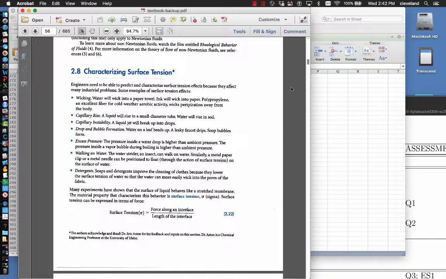And we experience it in our daily lives with wicking. If we use a paper towel to pick up water, it'll soak into the water and it's pulled in under the force of surface tension, also called capillarity. There's capillary rise. Water will rise in soil. It'll rise in a little capillary tube when they prick your finger and stick that little teeny glass tube in it to suck some blood out of you.